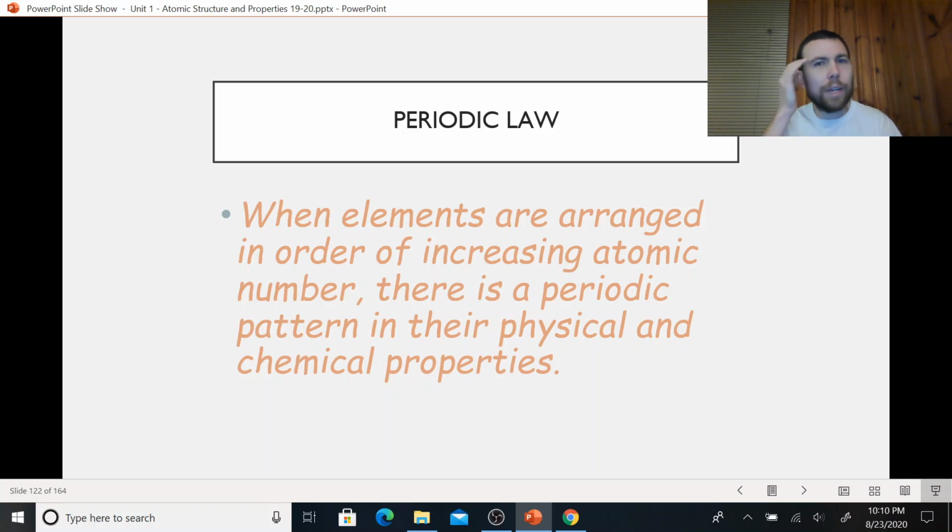And so the periodic table has what's called a periodic law. When we arrange the elements in order of increasing atomic number, there is a predictable pattern in the physical and chemical properties of the elements on the periodic table. And so we're going to dive into what are those periodic patterns? What are these things that we can predict as a result of the elements being arranged based on increasing atomic number?